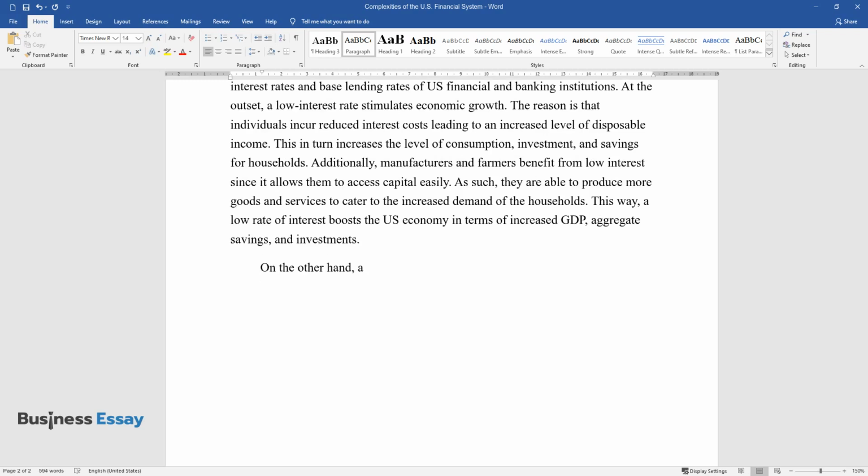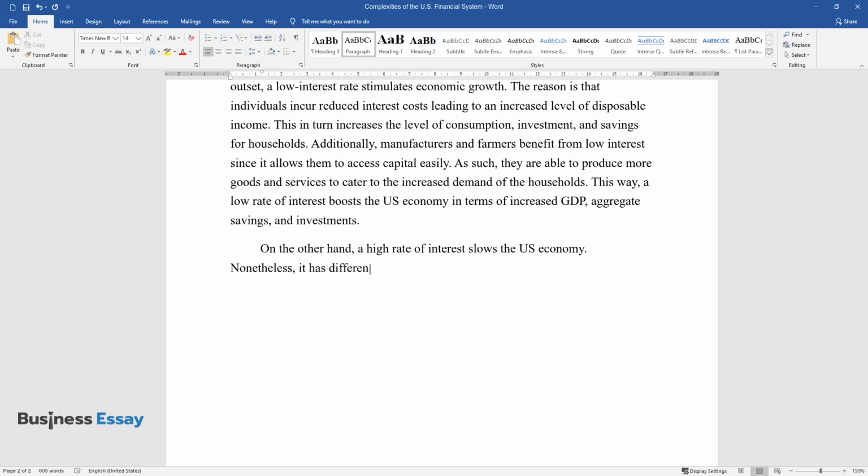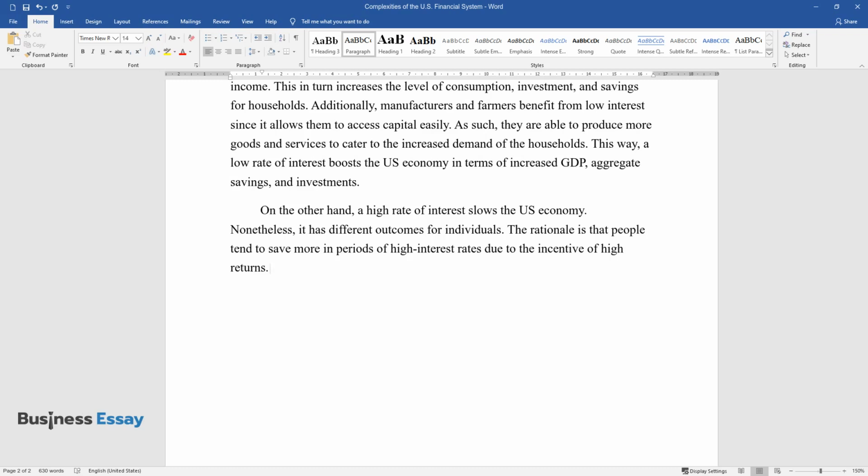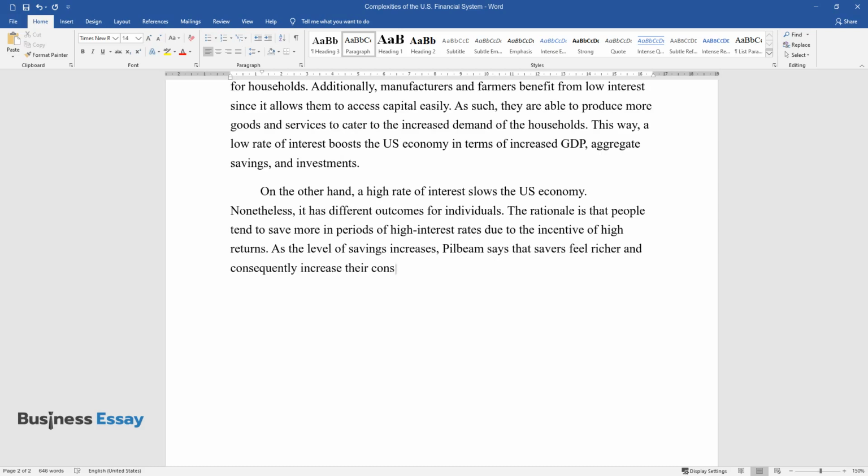On the other hand, a high rate of interest slows the U.S. economy. Nonetheless, it has different outcomes for individuals. The rationale is that people tend to save more in periods of high interest rates due to the incentive of high returns. As the level of savings increases, Pilbeam says that savers feel richer and consequently increase their consumption.